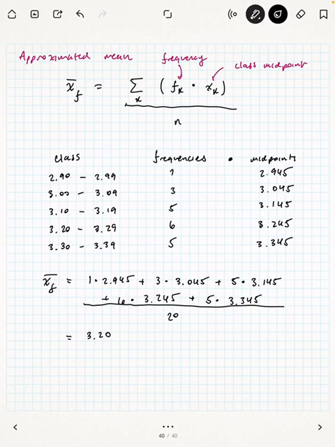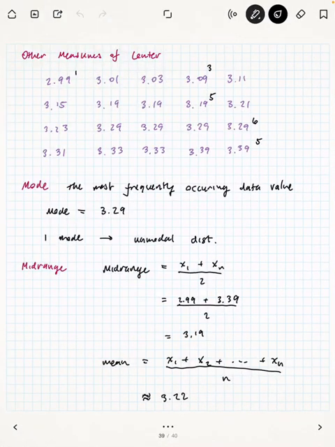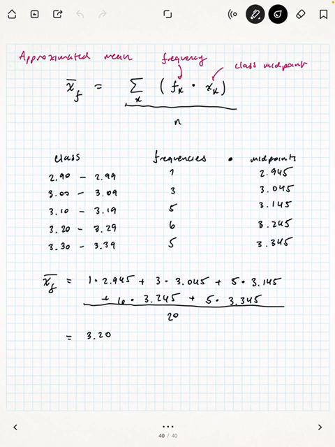Exactly. So this is my approximated mean from the frequency distribution. And remember that my actual mean was 3.22. So that's actually not that bad. This is a pretty good approximation. And the reason for this is that I chose a sufficiently small class width. If I had picked a larger class width, like going by 0.20 or even larger, this would have been a poorer approximation for the mean.